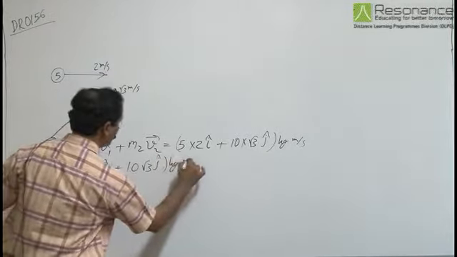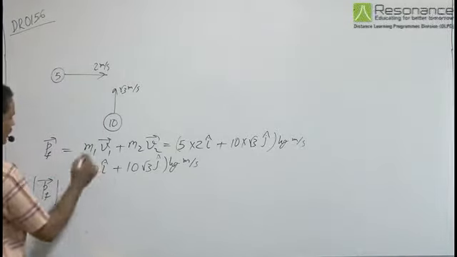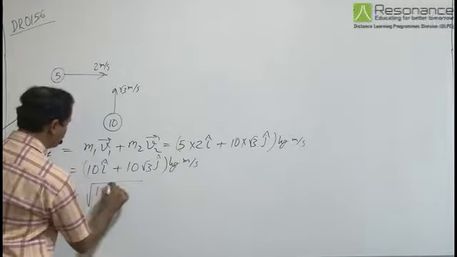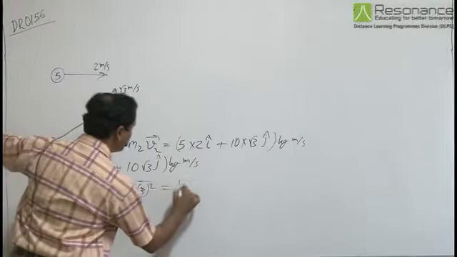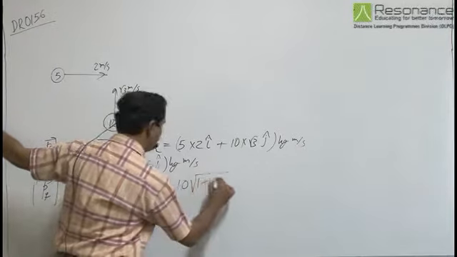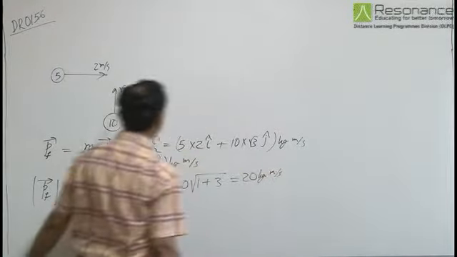kg meter per second. So the magnitude of final momentum of the system is under root 10 square plus 10 root 3 square, that is 10 root 1 plus 3, or 20 kg meter per second.